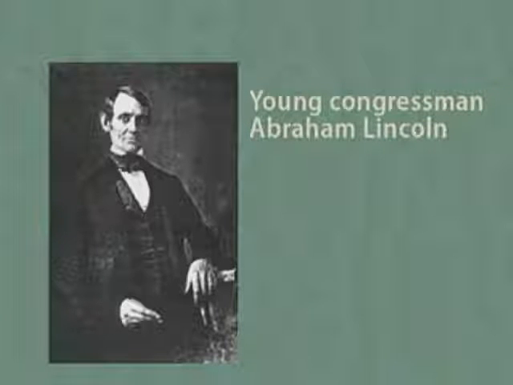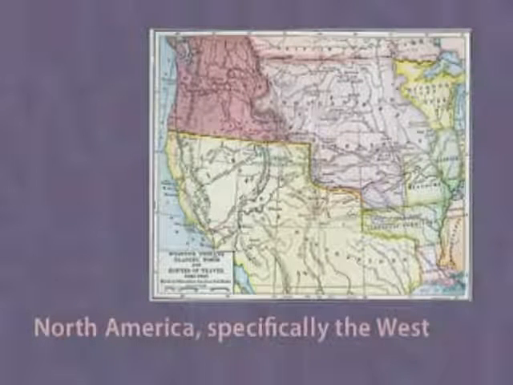After Mexico City fell in 1848, the war was ended by the Treaty of Guadalupe Hidalgo. Thanks to this treaty, America gained Texas, California, and the major parts of Arizona and New Mexico. Nearly 1.2 million square miles of new land.